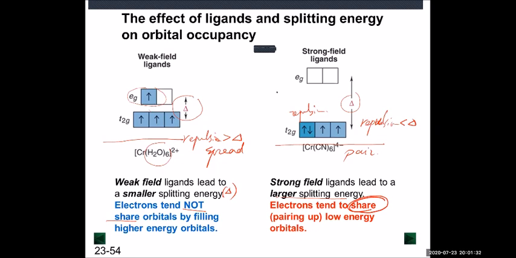And between these two, the first one has 4 unpaired electrons. This one's 4 unpaired electrons. Whereas the second case with cyanide, you have only 2 unpaired. The magnetic properties are fairly significantly different for each.